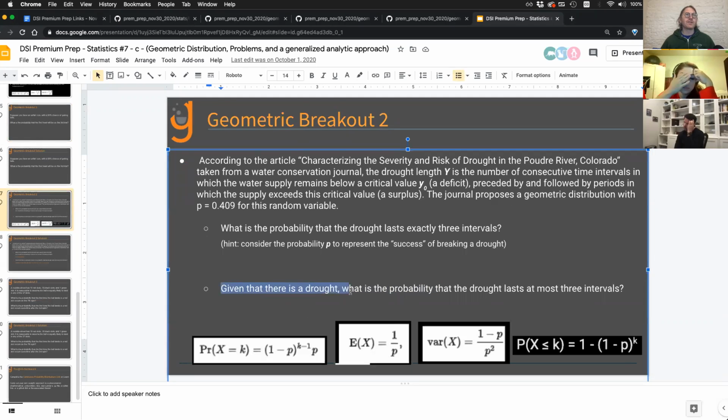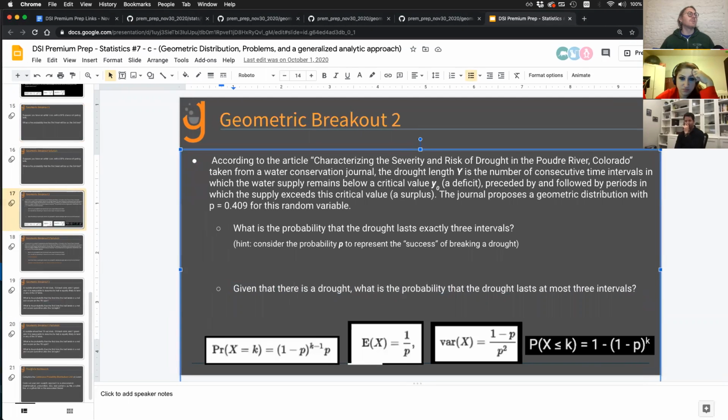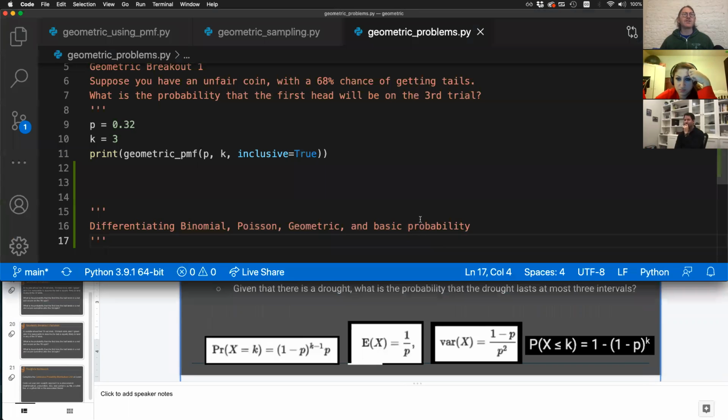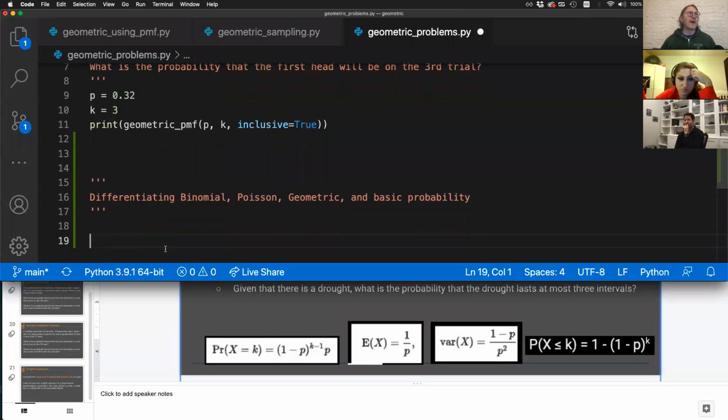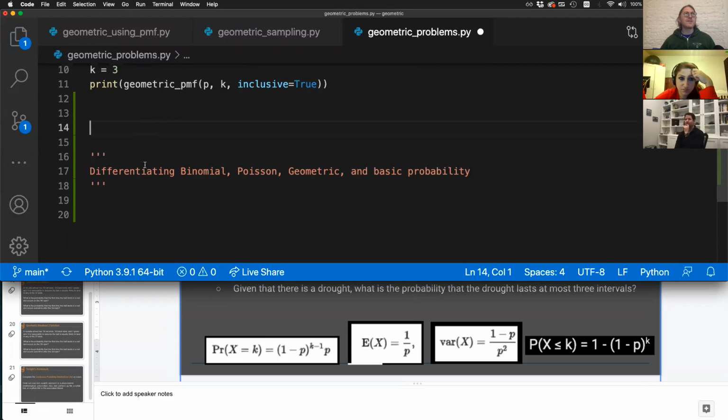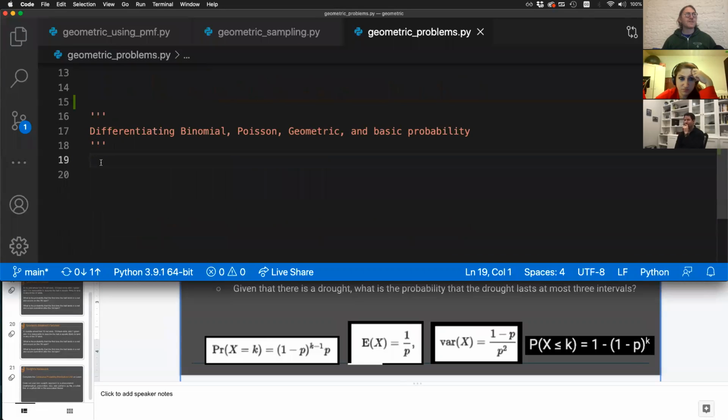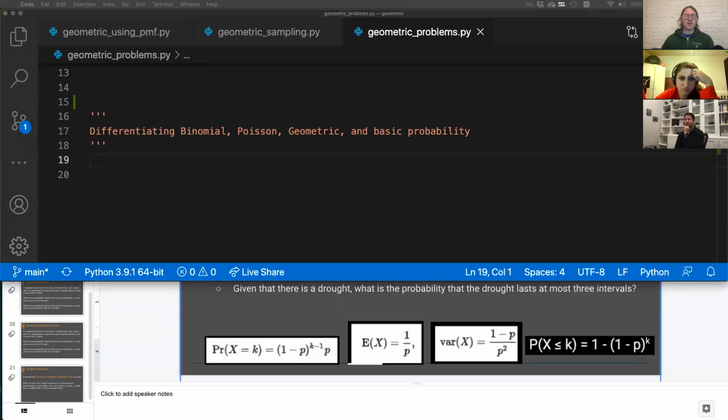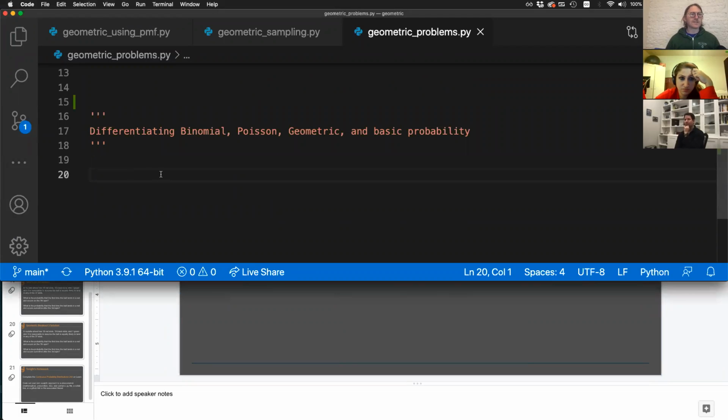There's a cool question in here. Given that there is a drought, what is this probability? That's kind of tricky. So this is slide 17. So I'll indicate that. Geometric breakout 2. I'll put that in these notes if you want to take a look at them. But the big thing that you're going to want to be able to see is the difference between binomial, Poisson, geometric, and say basic probability. And I'm going to give just a small handful of problems in here, demonstrating that. So let's think of a binomial problem. Binomial.